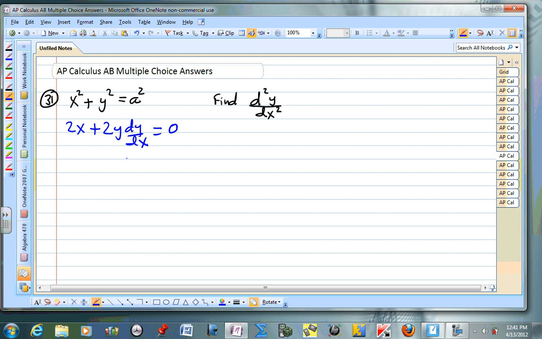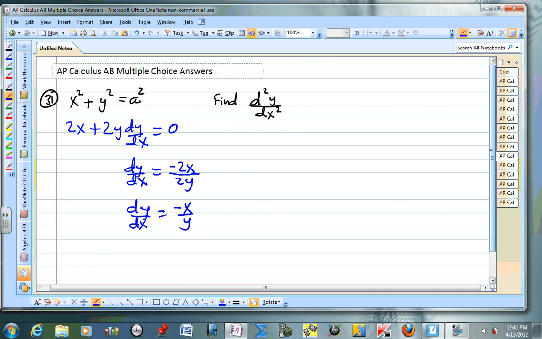Now we're going to get dy/dx by itself. So we're going to subtract 2x. We're going to divide by 2y. And now we see that the 2's cancel. So the first derivative, dy/dx, is the opposite of x over y. Now what we're going to do is find the second derivative.